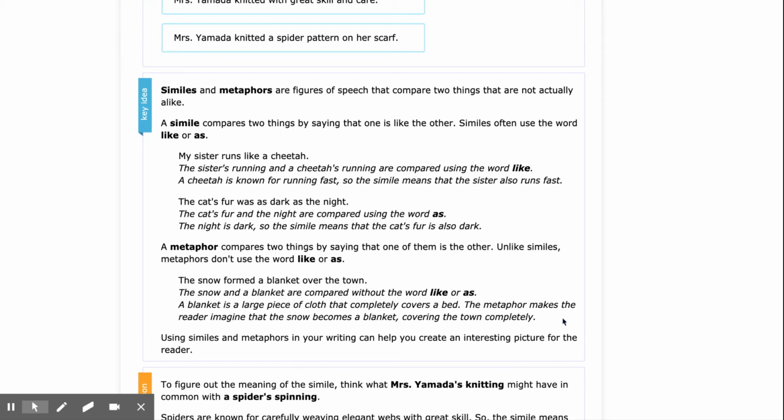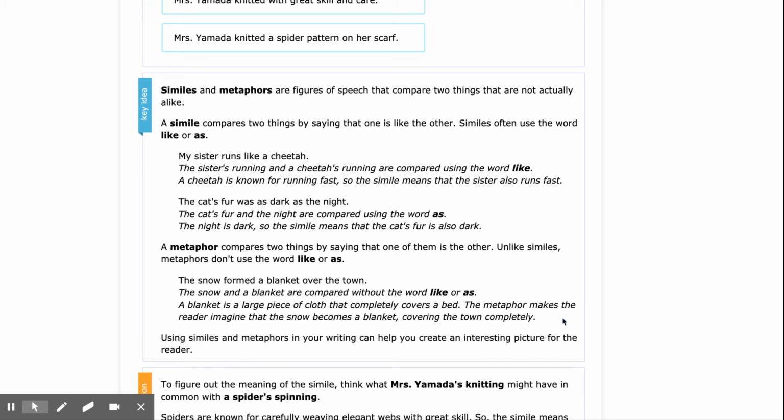Here's some examples. My sister runs like a cheetah. The sister's running and a cheetah's running are compared using the word like. The cheetah is known for running fast, so the simile means that the sister also runs fast. The cat's fur was as dark as the night. The cat's fur and the night are compared using the word as. The night is dark, so the simile means that the cat's fur is also dark.